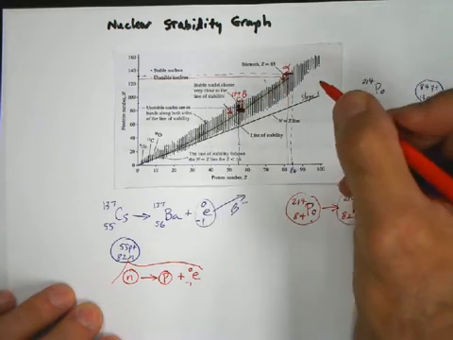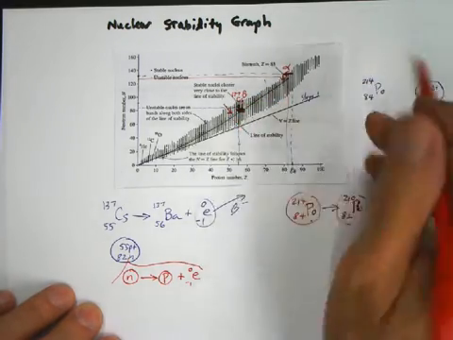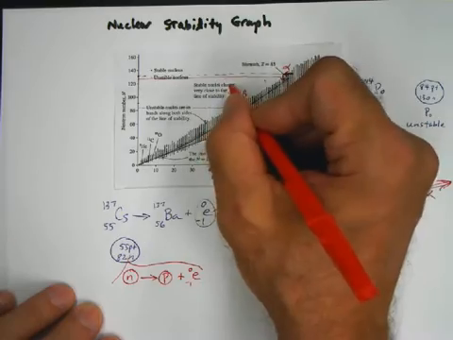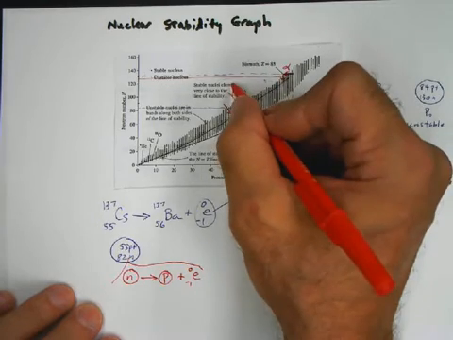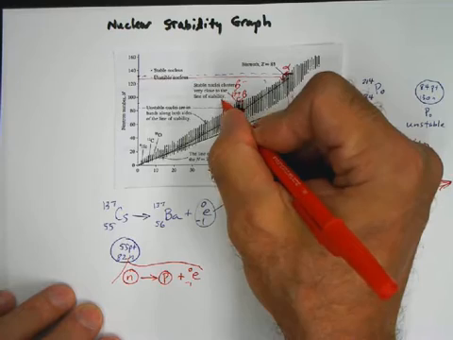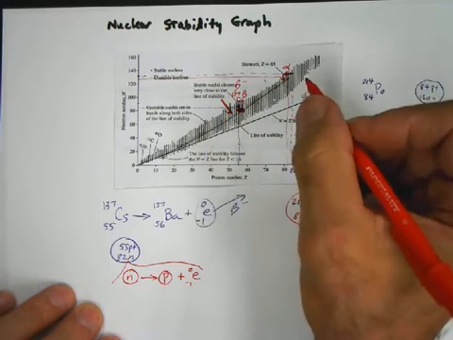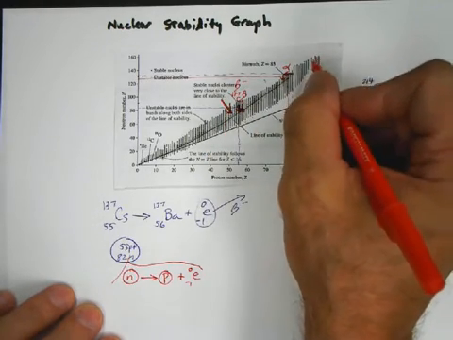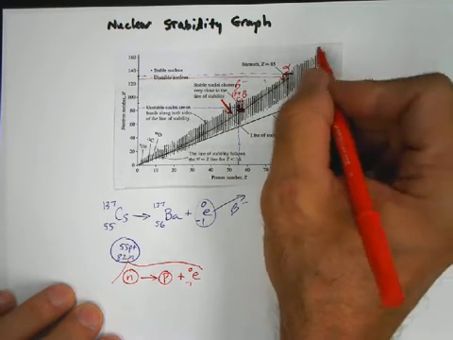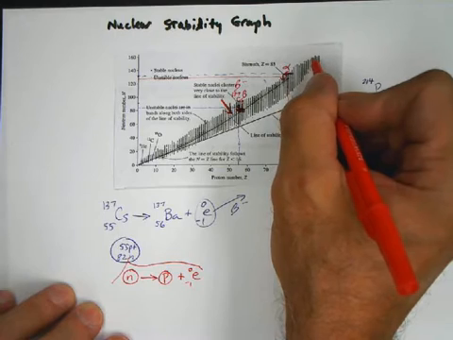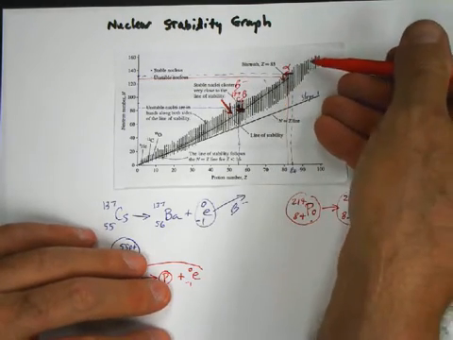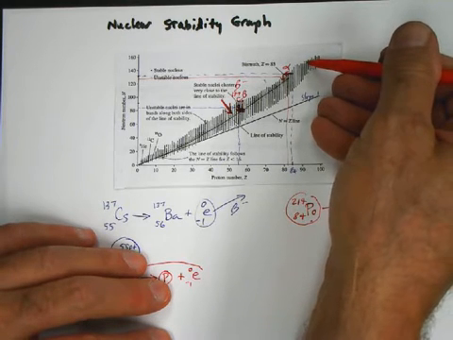So if we have elements in this area, we would tend to have beta minus decay occurring to bring the daughter nuclei closer to stability. If we have radioactive elements over in this area, the radioactive decay that would tend to occur would be alpha decay, which would decrease the number of protons and neutrons. So it would step by step get us closer and closer.